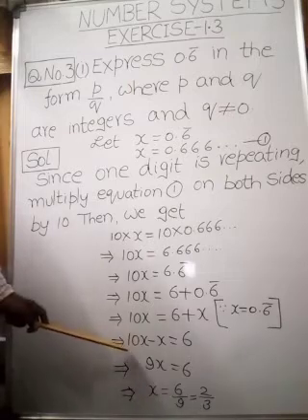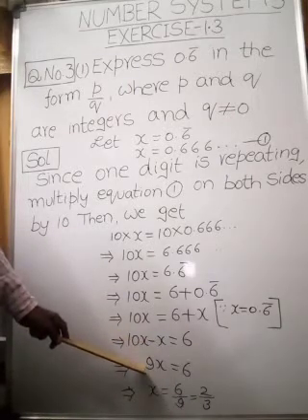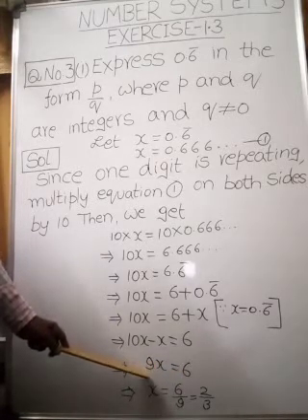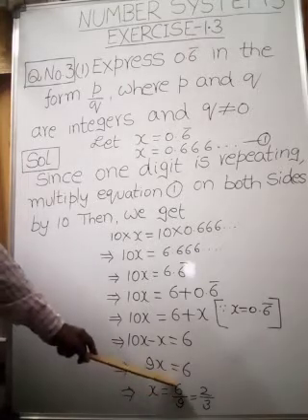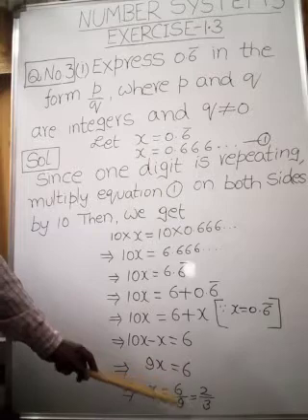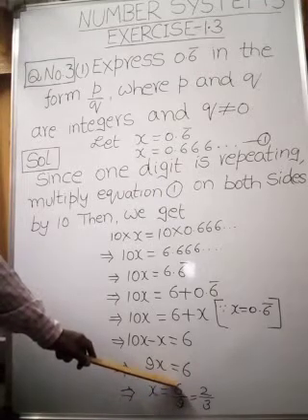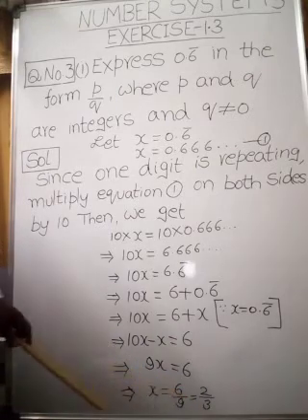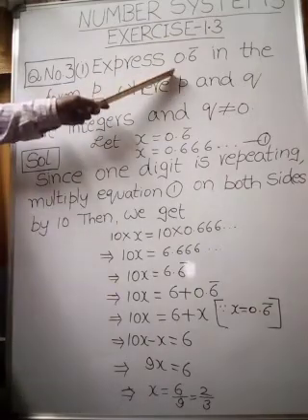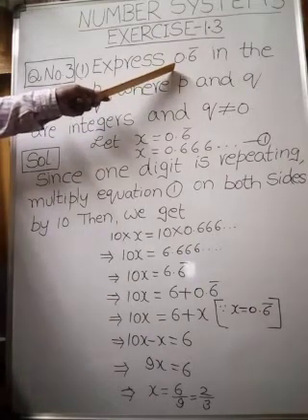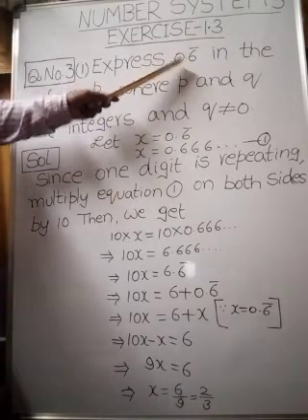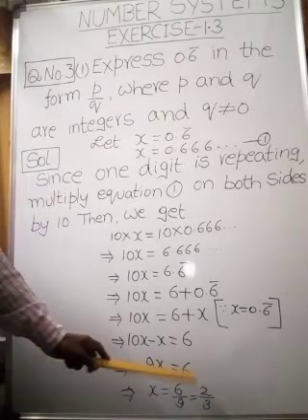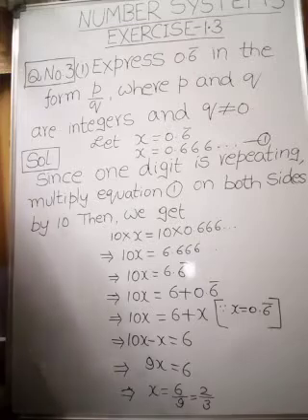Now, 10x minus x, what will you get here? 9x. 9x is equal to 6. We have to find the value of x. So we are sending this 9 to the RHS. Then it becomes divided by 9. So x is equal to 6 by 9. Here 3 twos are 6 and 3 threes are 9, so we get 2 by 3, which is the required rational number. So the given non-terminating repeating decimal number is written in the form of p by q, where p is 2 and q is 3. Both are integers. Understood, my dear children?